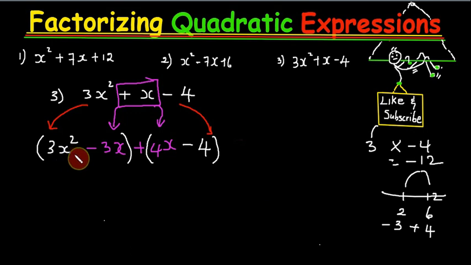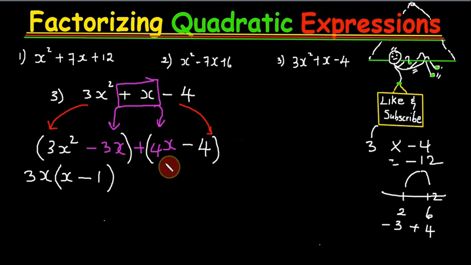We see 3x squared and we have negative 3x. So 3x is the common factor. 3x multiplied by what would give me 3x squared? Alright, so we multiply this by x. 3x multiplied by x will give us 3x squared. What must I multiply 3x by in order to get negative 3x? Alright, so we multiply that by minus 1. 3x multiplied by minus 1 will give us negative 3x.